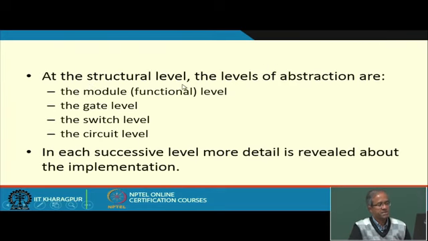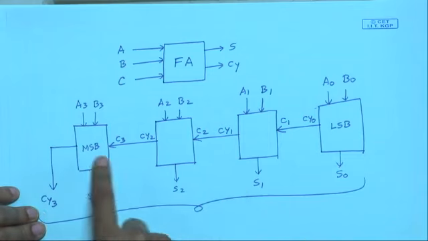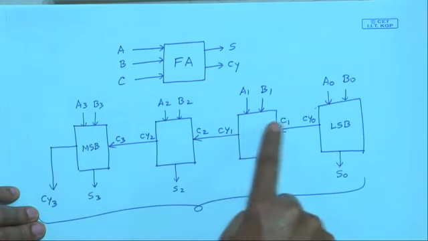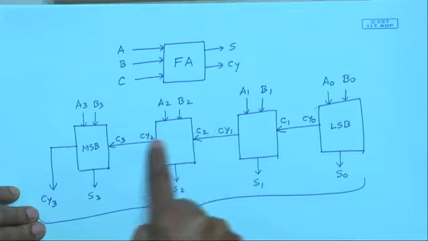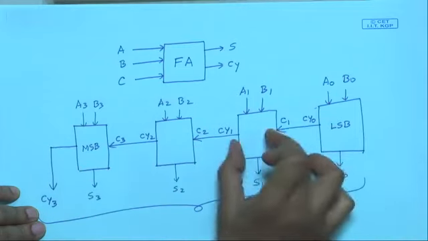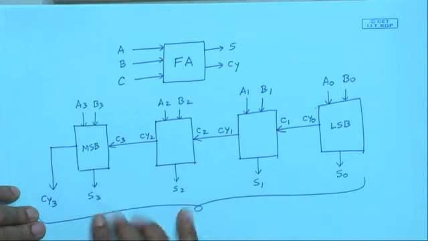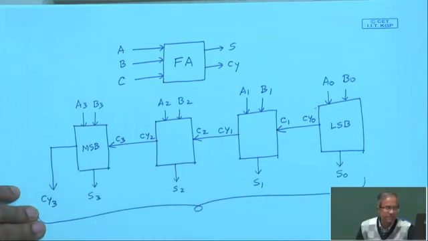So, at the structural level, as I said, there can be various levels of abstraction, like you can have a very high level module, like if you just come back to this example I showed earlier. Here I had 4 full adders and they were interconnected. So, this is a netlist of full adders. This is at the functional or module level where my full adder is the module.